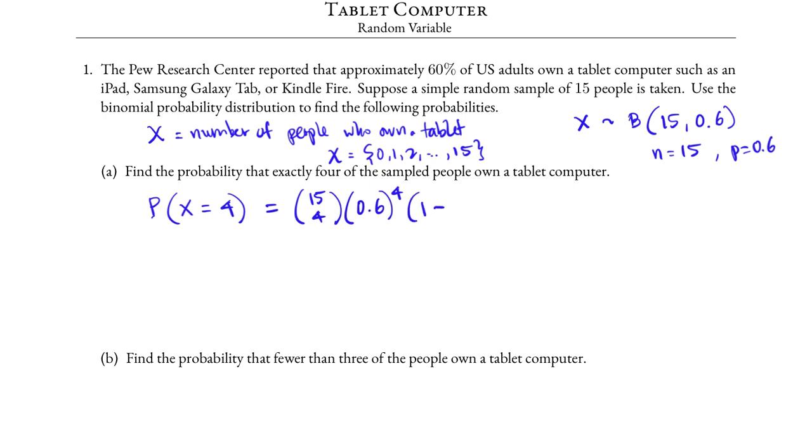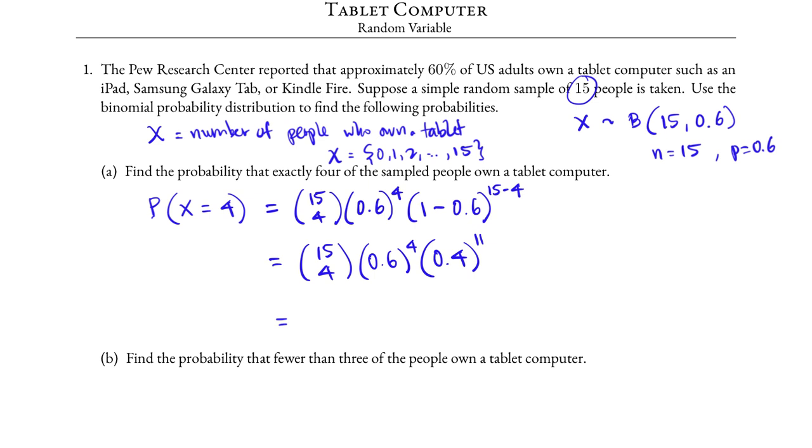And then 1 minus the probability of success, so 1 minus 0.6, raised to the remaining. Out of 15 people, if 4 own a tablet, then 15 minus 4 remain who do not own a tablet. Simply put, this is 15 choose 4 times 0.6 raised to the 4th power times 0.4 raised to the 11th power. Usually we use a calculator to compute this.